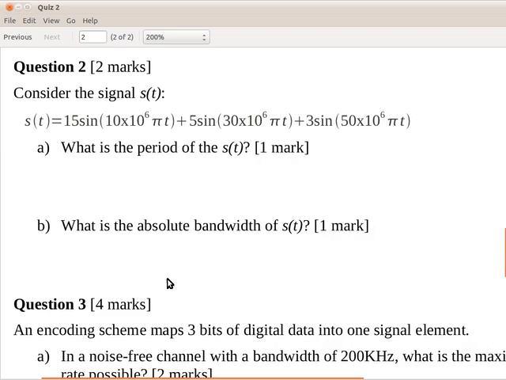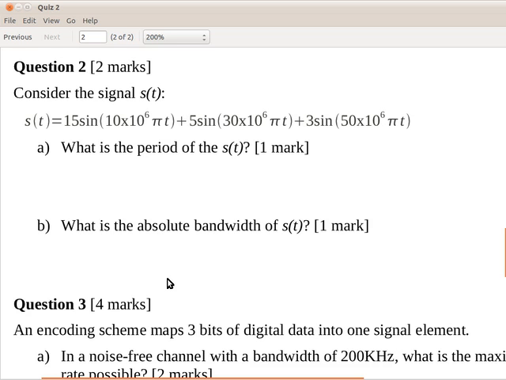Quickly, 10 times 1 million. We can work out the frequency of this component. 10 times 1 million pi t, we can find f is simply 10 times 1 million divided by 2, is 5 megahertz. This is 10 million times pi, equivalent to 2 pi f, therefore f is 5 megahertz for this component. And this would be 15 megahertz, and this 25 megahertz.